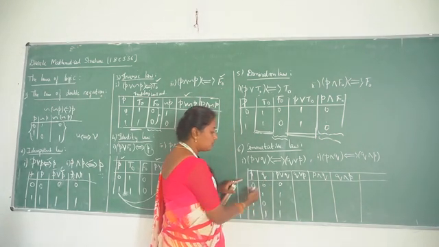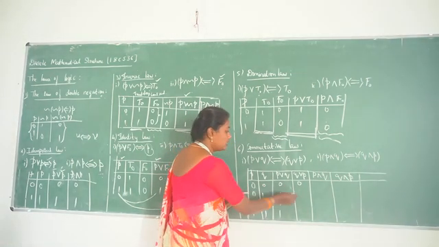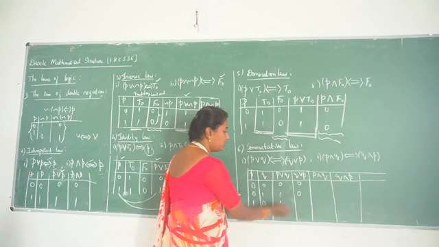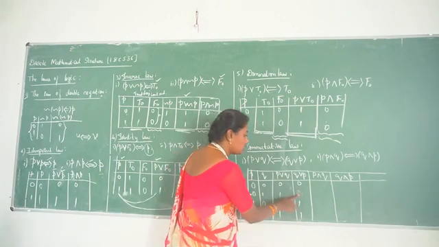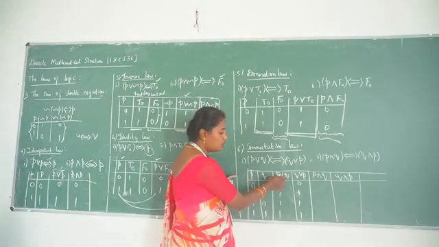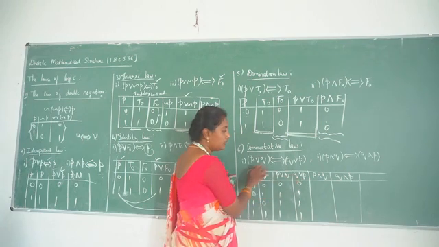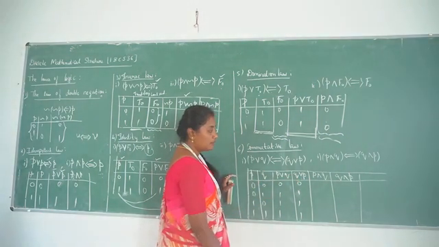Again Q or P, so reverse the order. 0 or 0, 0, 1 or 0, 1, 0 or 1, 1, 1 or 1, 1. So these two columns are the same, that is P or Q is the same as Q or P. Then we can say that the two compound propositions are logically equivalent.